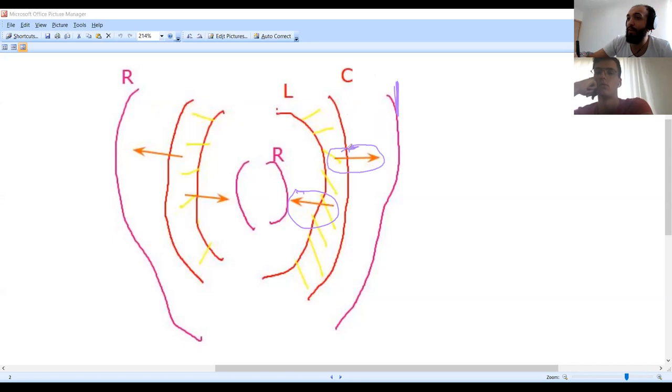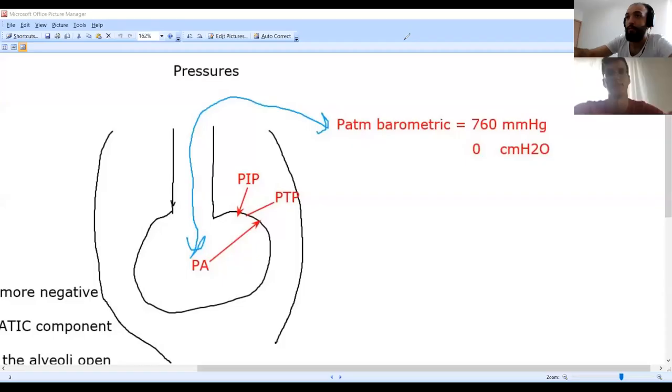But what if you are asked, what about the recoil of the chest wall? When is it higher, at the beginning of inspiration or at the end of inspiration? What do you say? At the beginning, because at the end of inspiration, when the volume of the lungs becomes bigger, it will go close to the rest, the initial form of the chest wall. So the recoil will decrease.